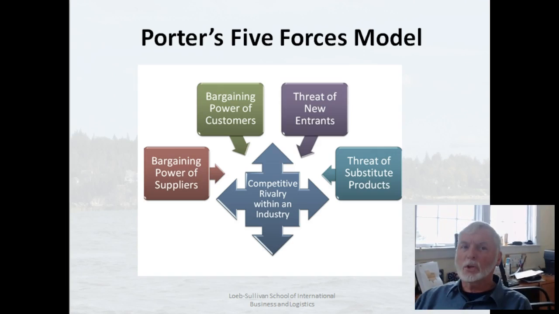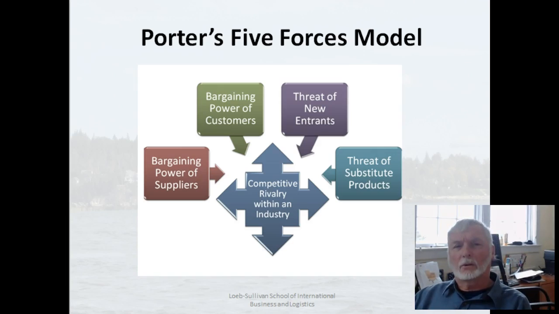Rivalry within the industry, pretty strong. It is an oligopolistic industry. There aren't that many players, but pretty competitive marketplace within the industry. So reasonably attractive industry, but not wildly profitable.